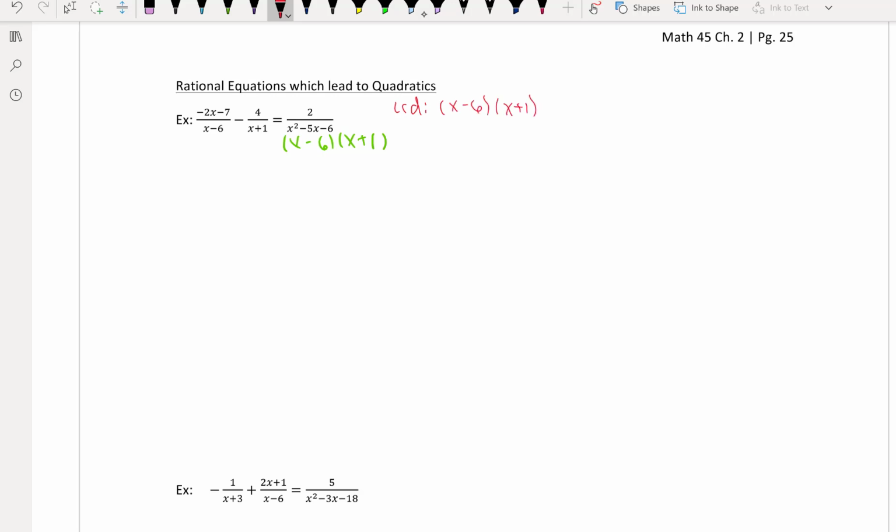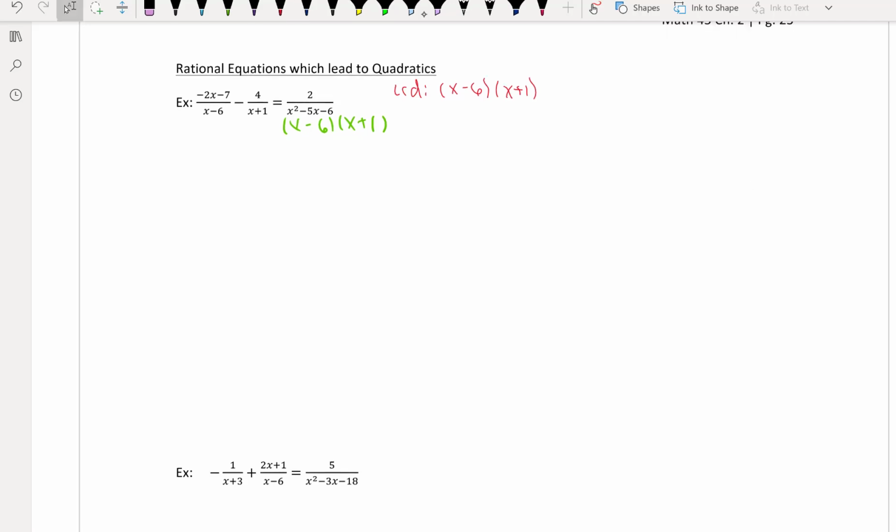So now I know that my LCD would be x minus 6 and x plus 1. Perfect. Now what I'm going to do is multiply each fraction, each term, by the LCD, by what it's missing. And what happens when you do that is that the denominators are going to drop. So notice how that first numerator, I have negative 2x minus 7. If I already have an x minus 6, which is here, the thing that's missing is the x plus 1. So I'm going to multiply that by x plus 1.